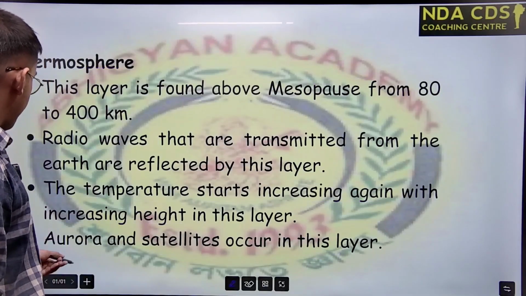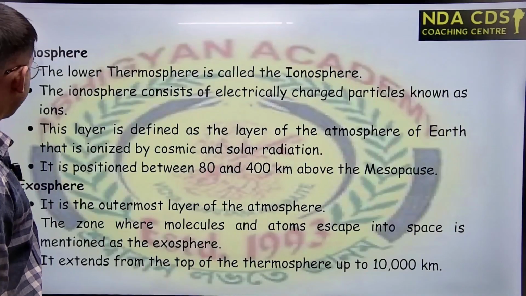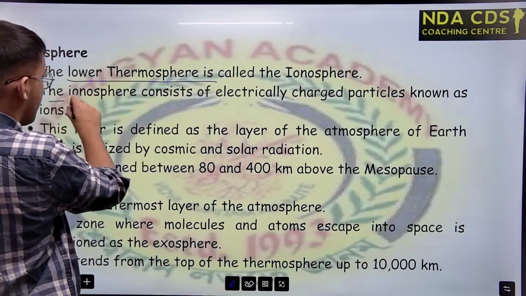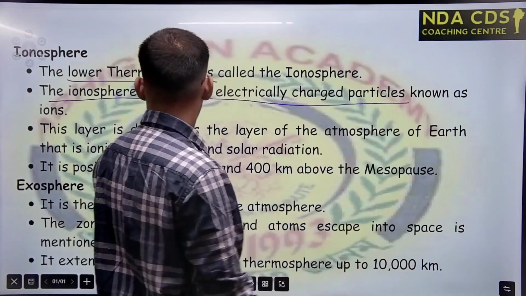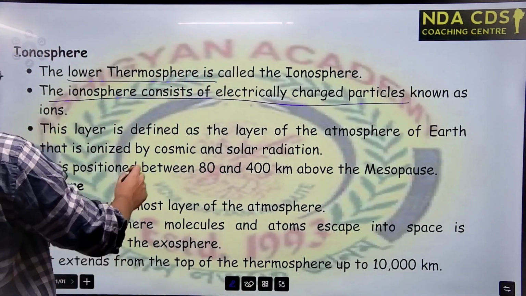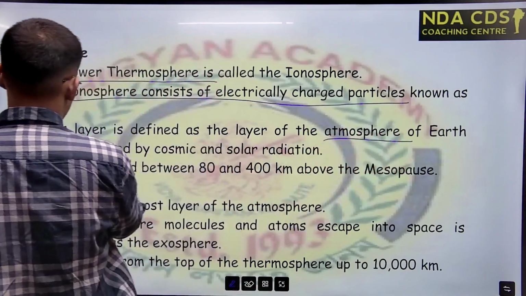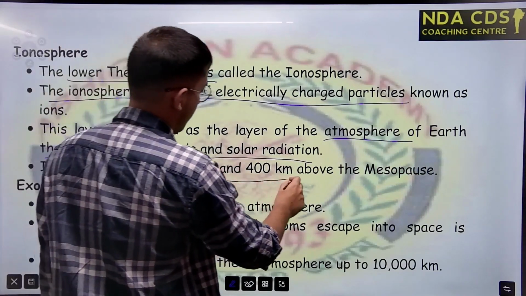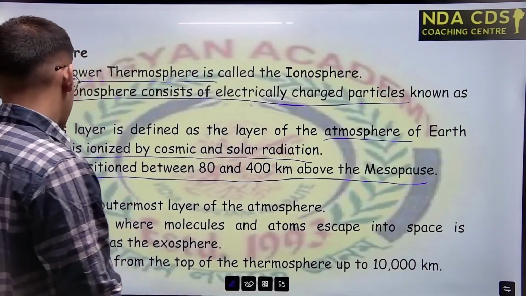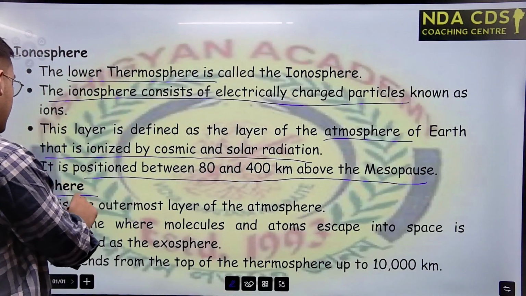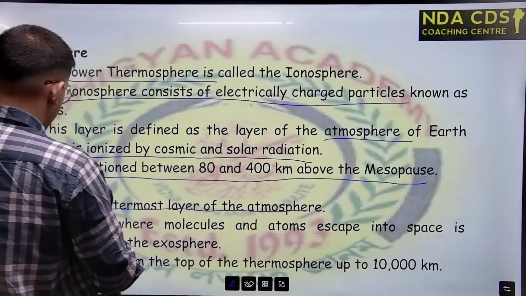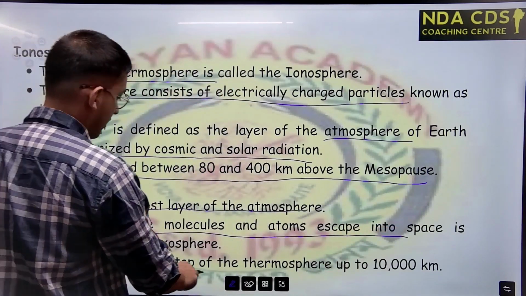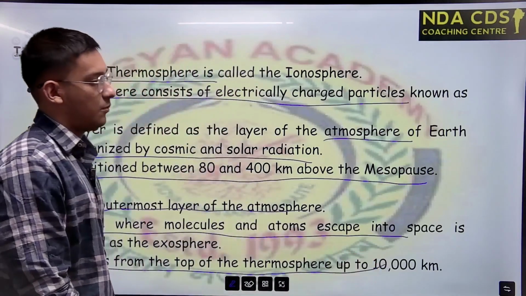We come to our next layer. This is your ionosphere. It is the lower part of the thermosphere. The ionosphere consists of electrically charged particles. This layer of the atmosphere is ionized by cosmic and solar radiation, and it is positioned between 80 to 400 km above the mesopause. At the end, we have the exosphere. It's the outermost layer of the atmosphere, where molecules and atoms escape into space, and it extends from the thermosphere up to 10,000 kilometers.